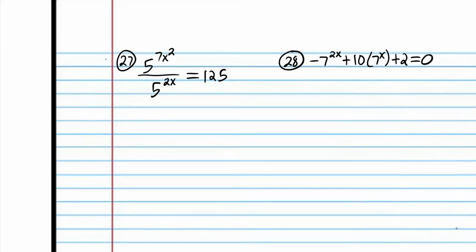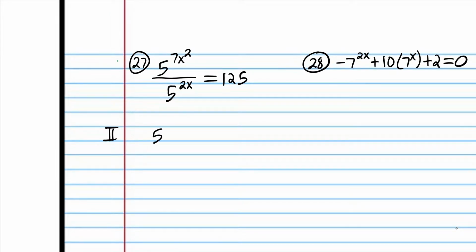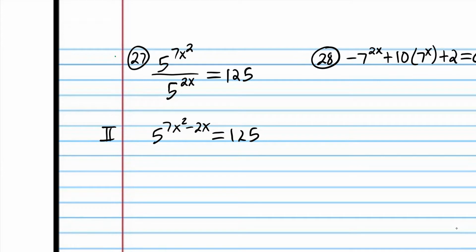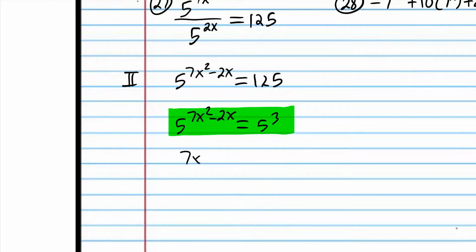All right, we're back. We're using rule number 2. We're dividing powers, so we're going to subtract the exponents. And then we're going to change 125 to 5 to the third power, and that's the critical step. And then we can get rid of those bases.